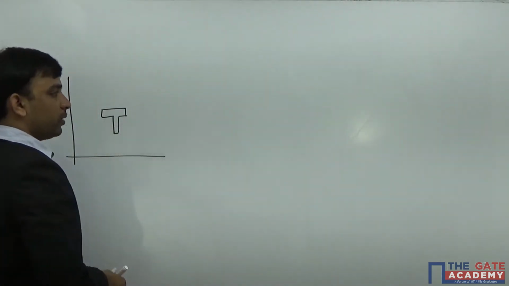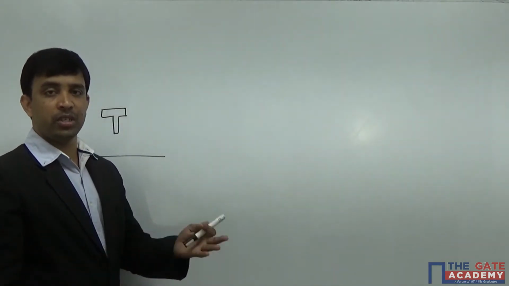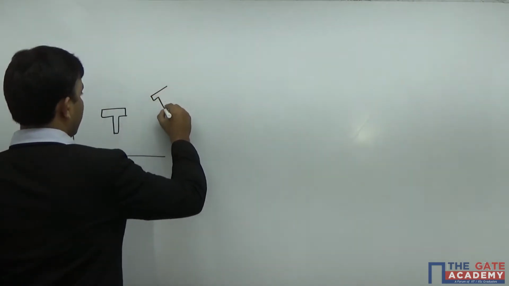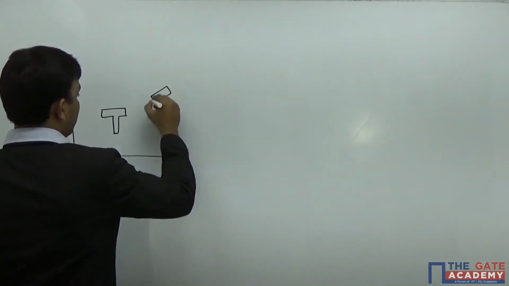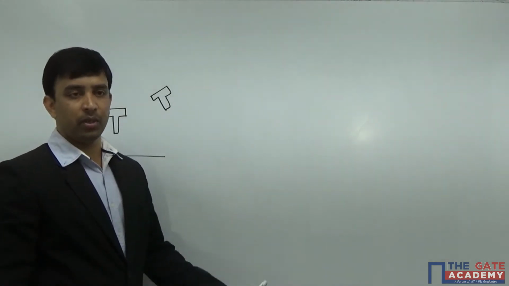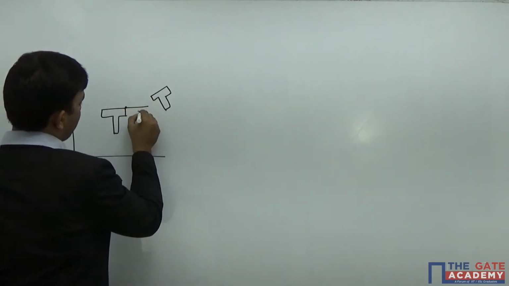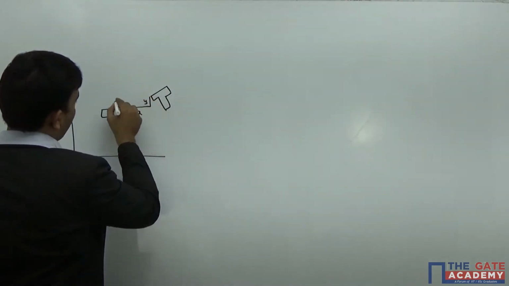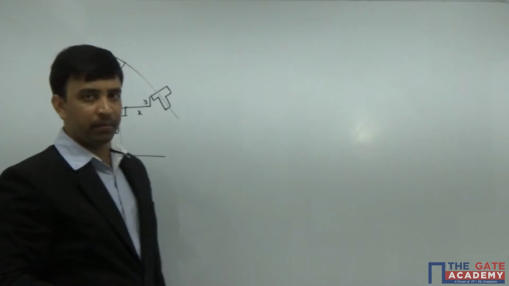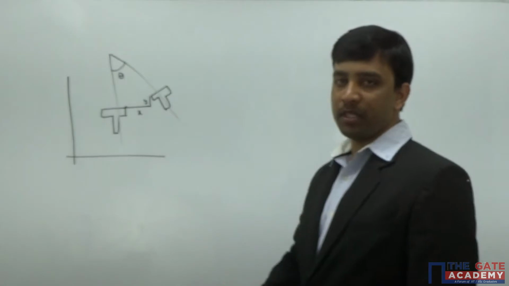There is one more definition. Degrees of freedom is the minimum number of independent parameters needed to describe the position and motion of the system. Earlier T was here, and after some time T has moved to a new position like this. I want to describe this motion. How many minimum independent parameters are needed? We call that degrees of freedom. This point moved by distance x, moved by distance y, and it has rotated by an angle theta. So the degrees of freedom for this system is 3. I need a minimum of 3 independent parameters to describe the position and motion of the system.